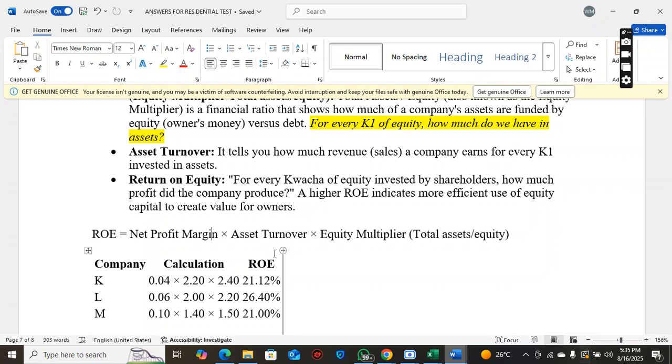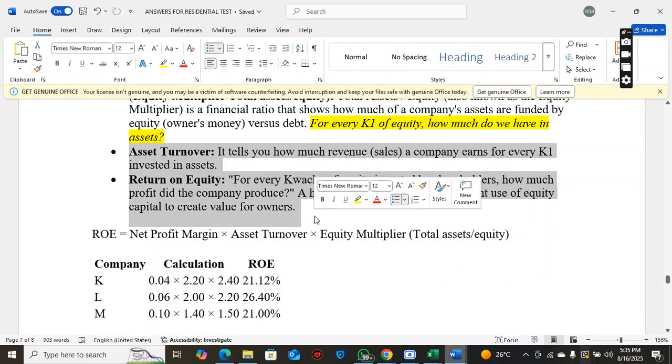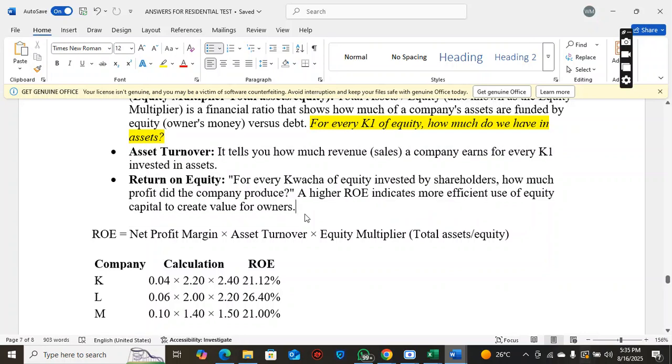We're looking at net profit margin, madam. I'm basing this first on net profit margin, then we'll base it on asset turnover. I want to base it on all these metrics so that we gain an understanding. But in terms of return on equity, yes, company L is the one that is doing better.